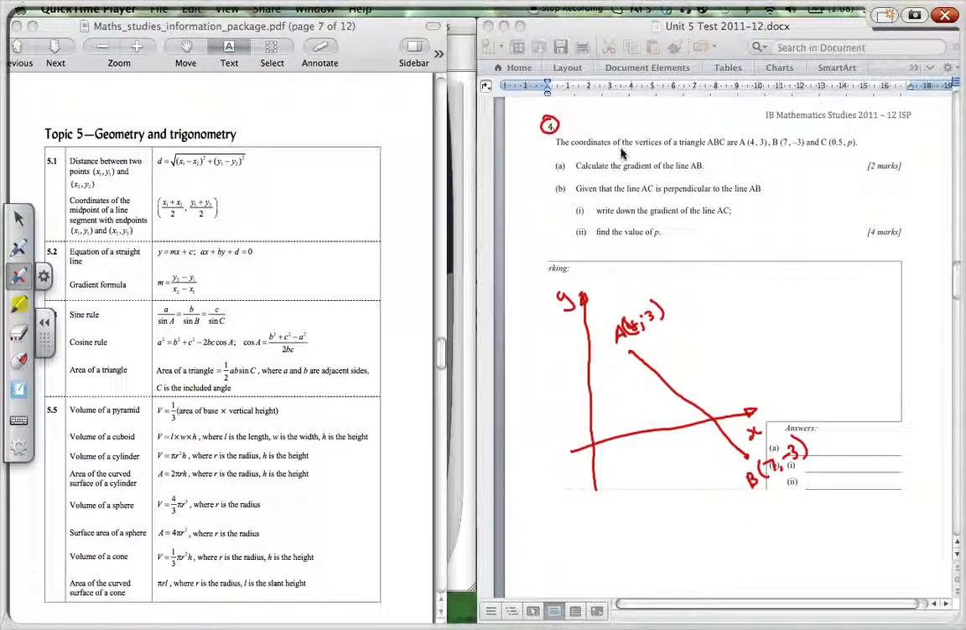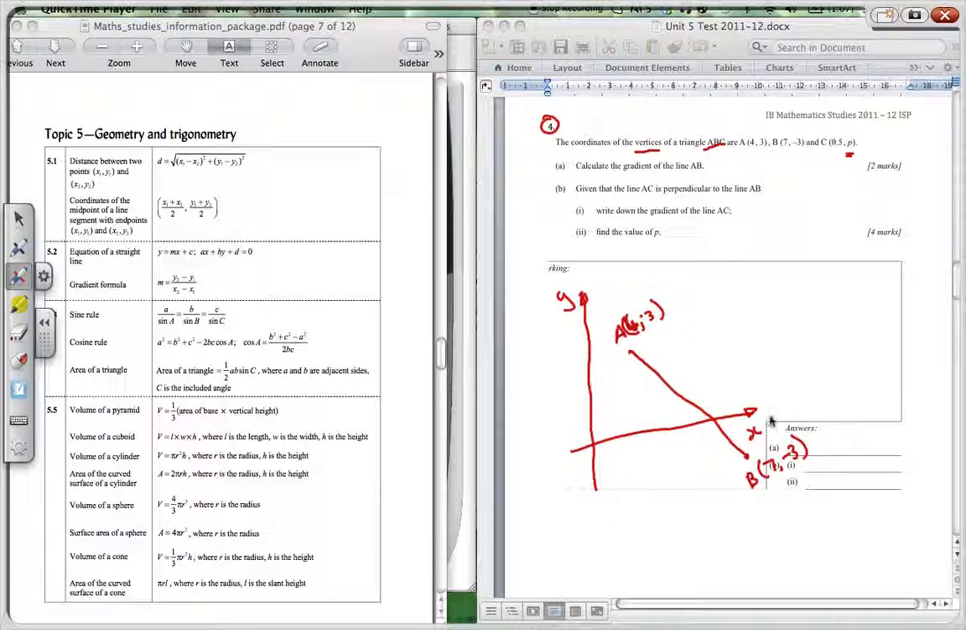In question 4, we have the coordinates of the vertices of a triangle ABC: A is (4, 3), B is (7, -3), and C is (0.5, P), so P is unknown. Vertices mean the corners of the triangle. Calculate the gradient of AB. So this is actually a 4 and a 3.